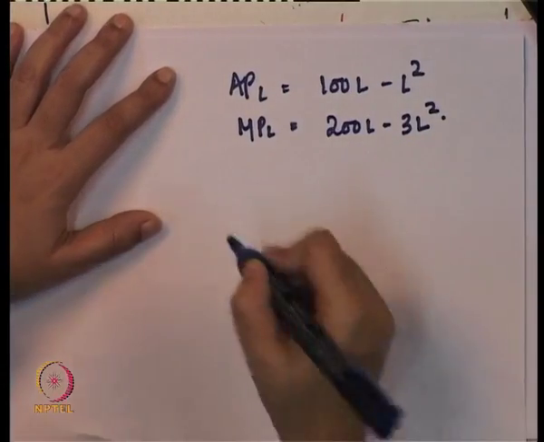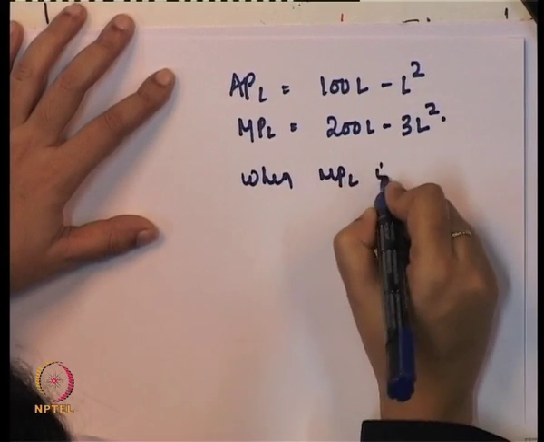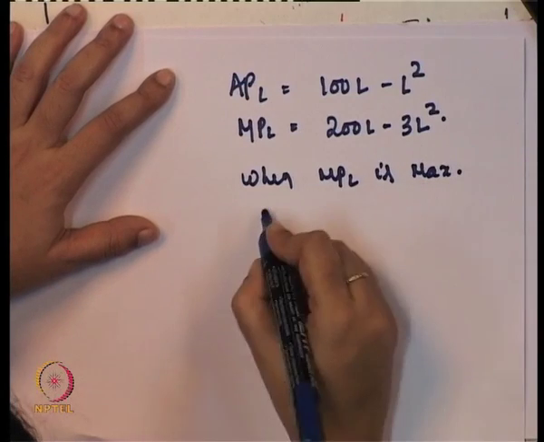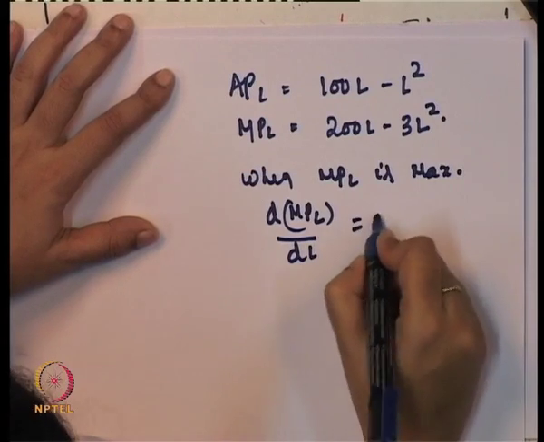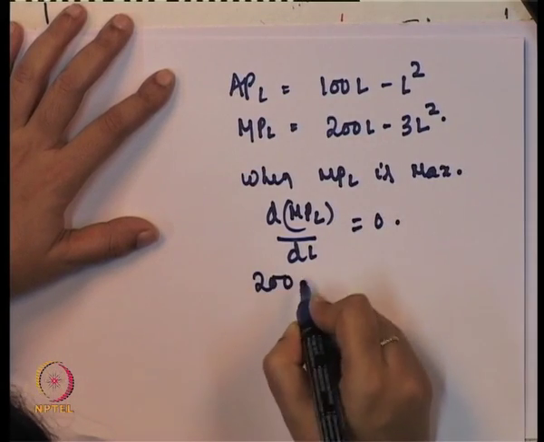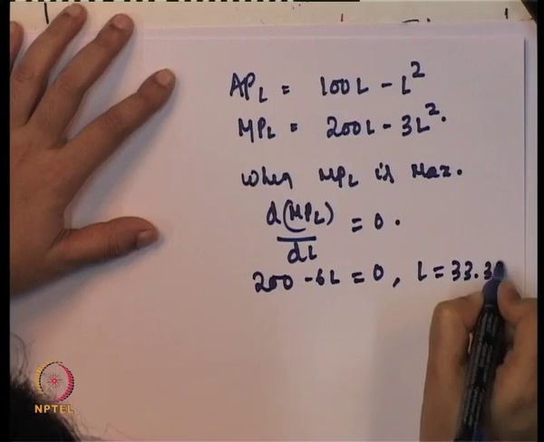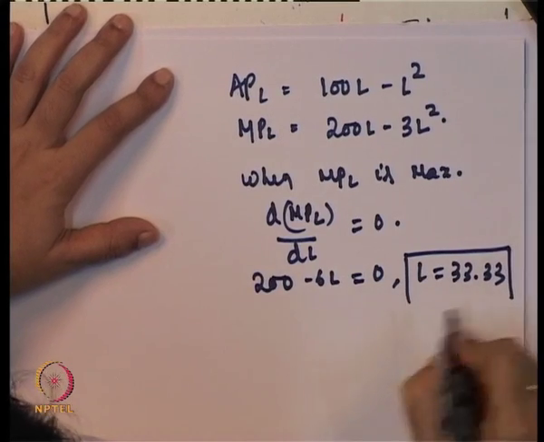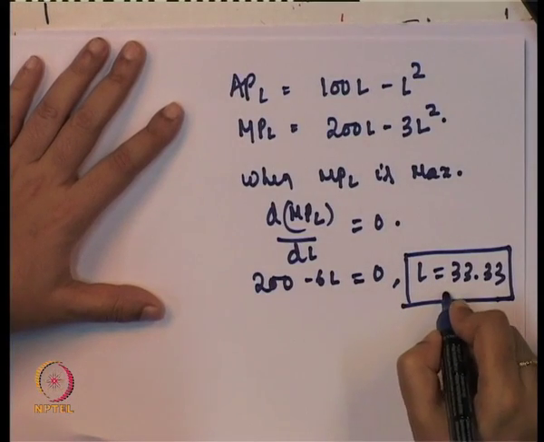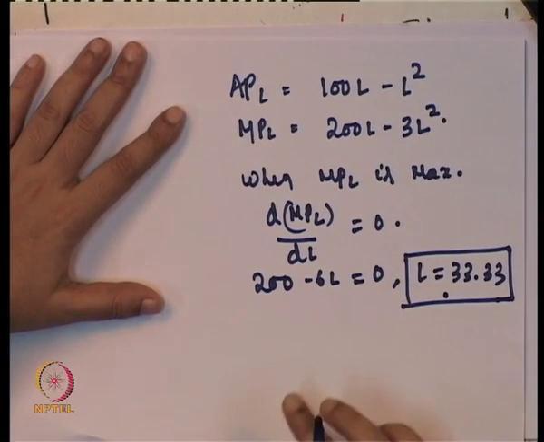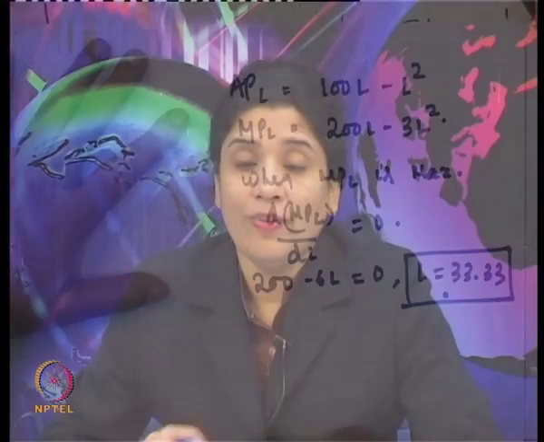Now, the second one is, we need to find out when MPL is maximum. MPL is maximum where the first order partial derivative with respect to L is equal to 0. So, that comes to 200 minus 6L, which is equal to 0, L is equal to 33.33. Now, what is the significance of this level of labor? The significance is that at this level, since marginal product of labor is maximum, beyond this generally the law of diminishing return sets in.